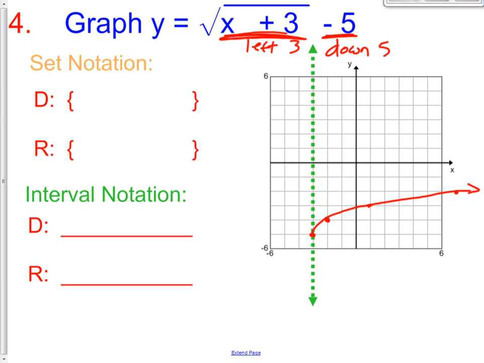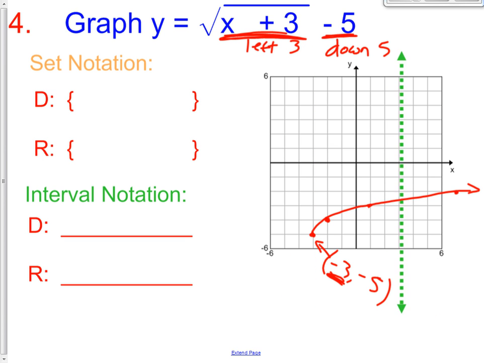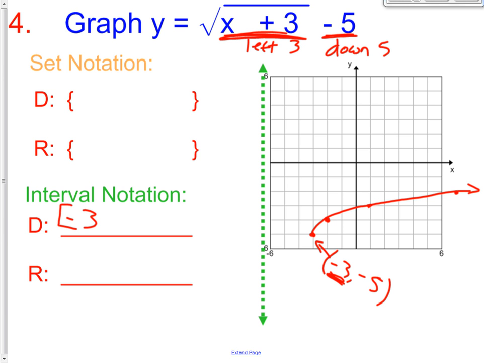Starting at a domain, this point right here is at negative 3, negative 5. So the x value there is the negative 3. So it starts at negative 3 and poof, it goes all the way to the right to positive infinity. It includes negative 3, so we're going to have a bracket all the way up to positive infinity.